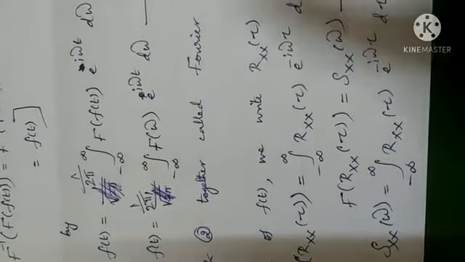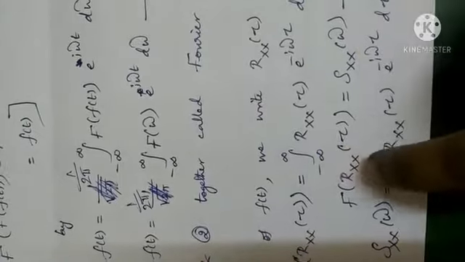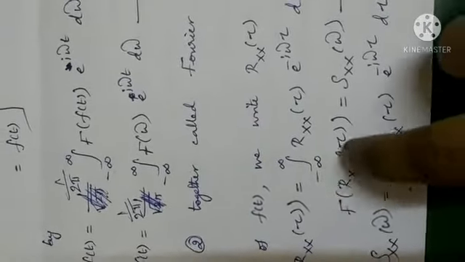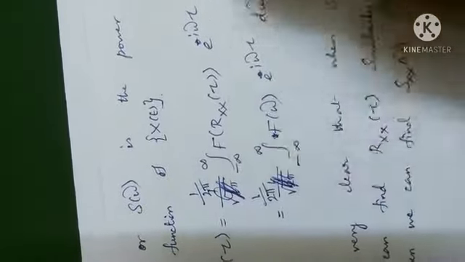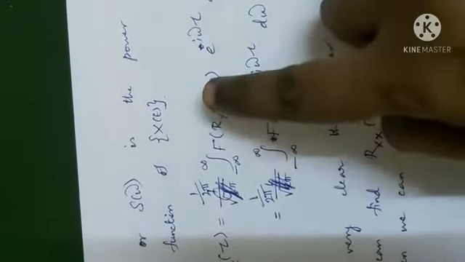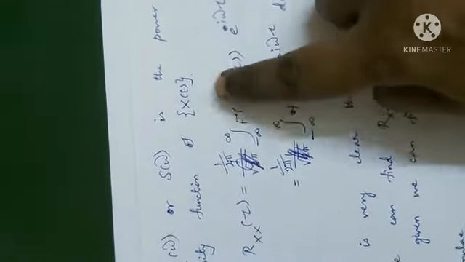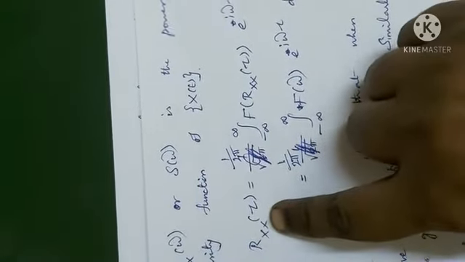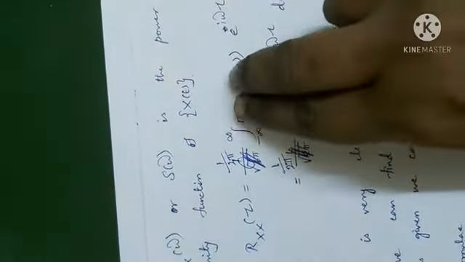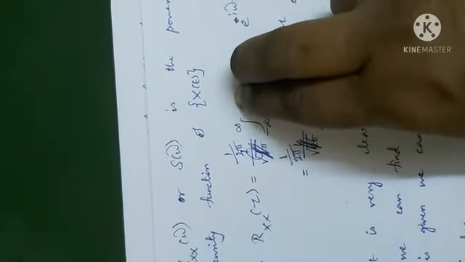Listen here, when the autocorrelation function is given, you can get the power spectral density. Sometimes they give the power spectral density and ask us to find the autocorrelation function. In such a case, you should use the inverse Fourier transform formula. So how will we get the answer? Rxx of tau is given by this formula. If they give Sxx of omega and ask us to find Rxx of tau, we use this formula. The Fourier transform of Rxx of tau is Sxx of omega.